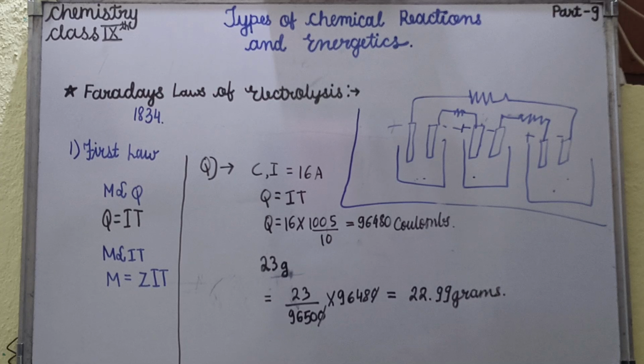The number of Faradays required to discharge 1 mole of an ion during electrolysis is equal to the number of charges on that ion. 1 mole of singly charged ions require 1 Faraday to get discharged. 1 mole of doubly charged ions require 2 Faradays to get discharged. 1 mole of triply charged ions require 3 Faradays to get discharged.